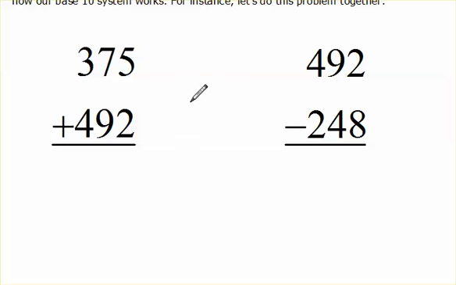Since we work in a base 10 system, that means we're working in groups of 10. So this is the ones place value, this is the tens place value, and this is the hundreds place value. Those are all powers of 10. This place value is 10 to the 0, this place value is 10 to the first, and this place value is 10 squared, and it just goes up from there.